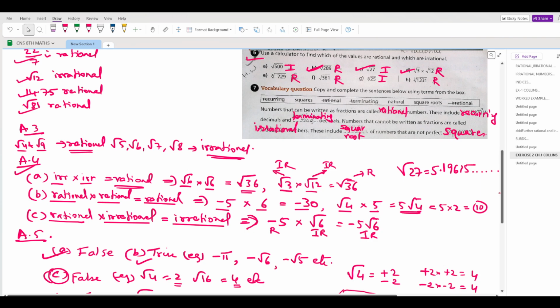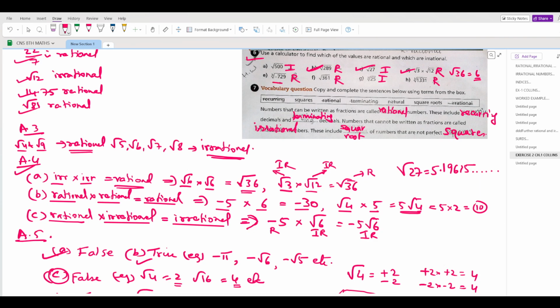Let me do that. Square root of 3 times square root of 12, I am getting square root of 36, which is nothing but 6. So it is rational.